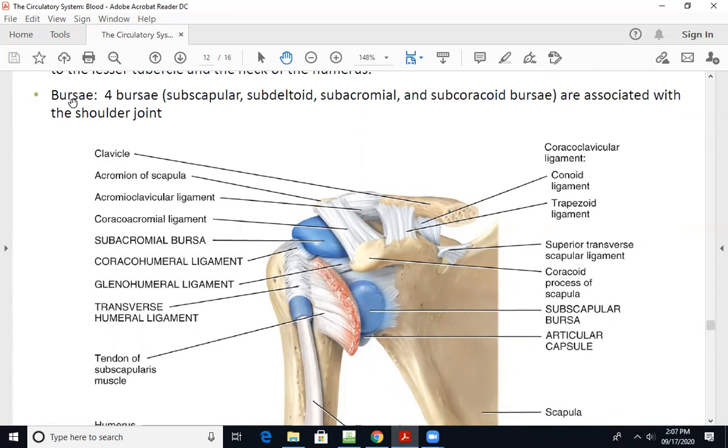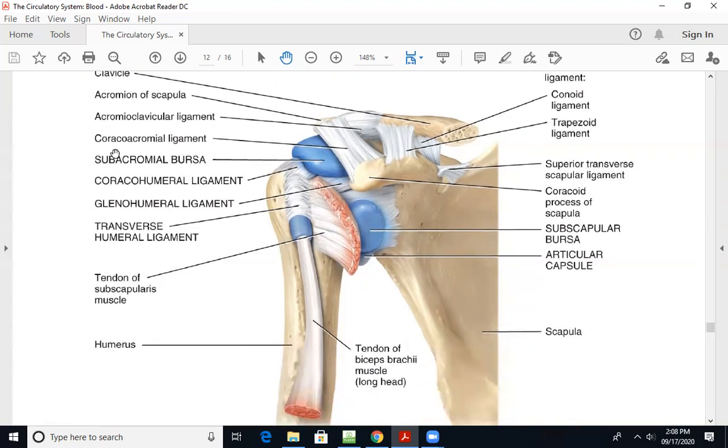No, we're not done. We still have what we call bursae, which we learned earlier in the lecture are sacs full of synovial fluid that help, in this case, the shoulder joint with reducing friction with all those tendons in there. We can't see all 4 of them, but we can see the subacromial, which you'll want to know, as well as the subscapular. What we would have to do is look on the backside to find the subdeltoid and the subcoracoid.